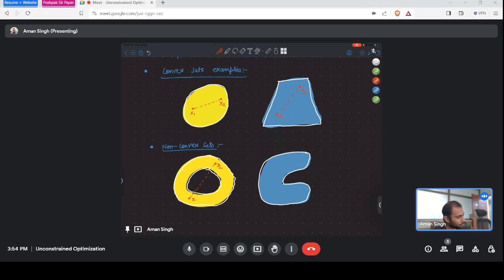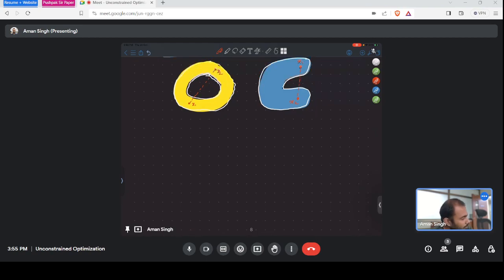So again, this C-shaped set is not convex because I can find 2 points such that the line segment joining those 2 points is not completely inside the set. So these are some examples of non-convex sets. You can see that that little change, using a line segment instead of a line in the definition, makes it a convex set, which gives you some very important concepts here.